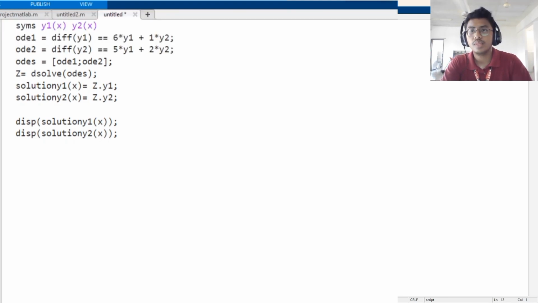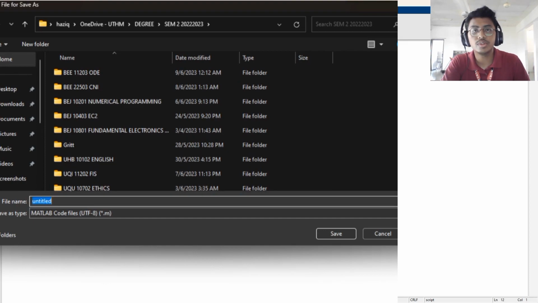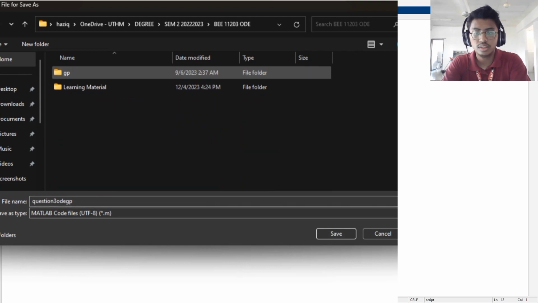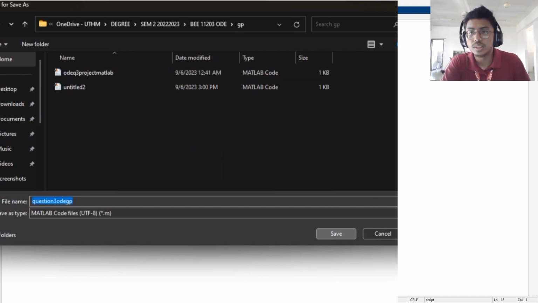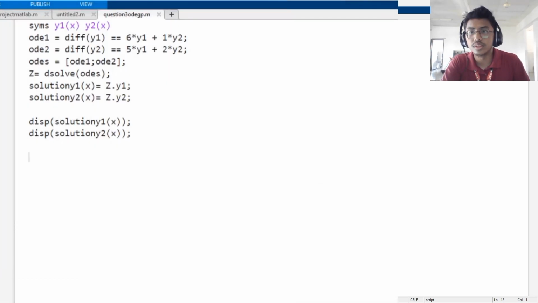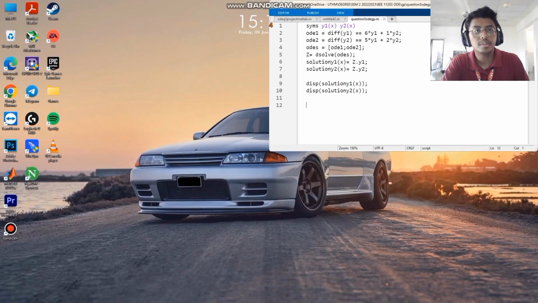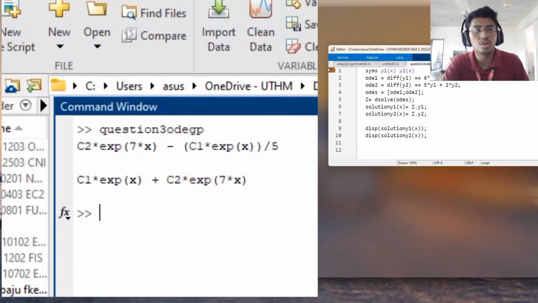So we need to execute this code. Click run, and then it will ask for a name. So I will name it as question 3 ODE group project. Then I will save it in ODE project. Okay, click add to path, and then we need to open the command window.